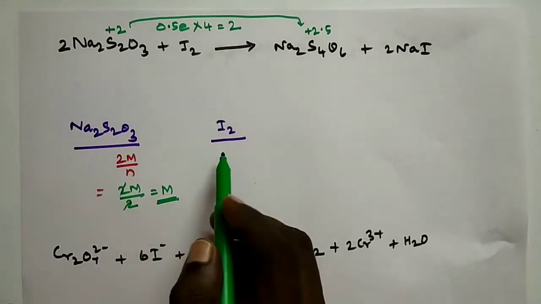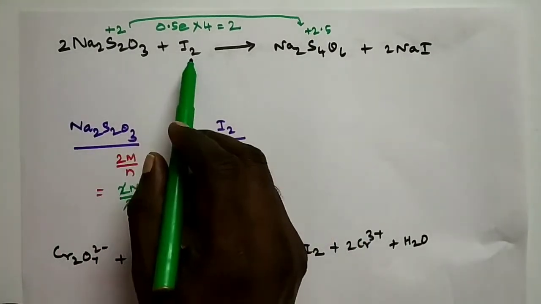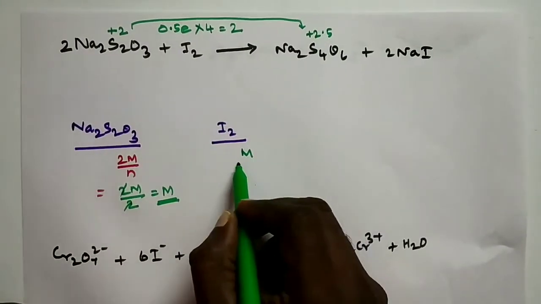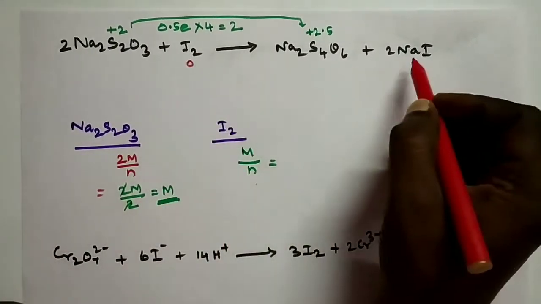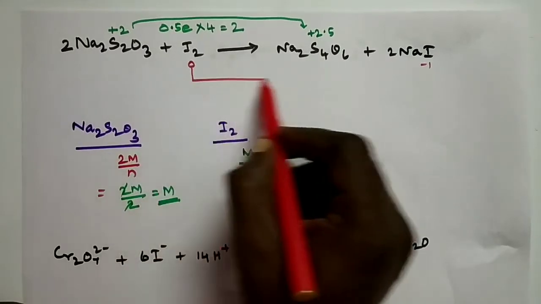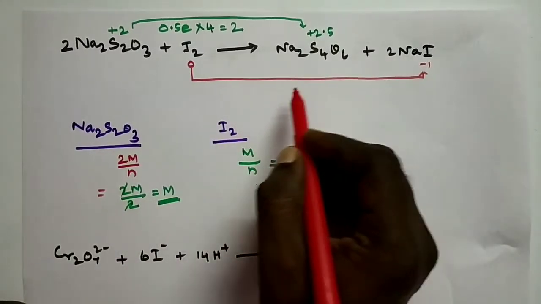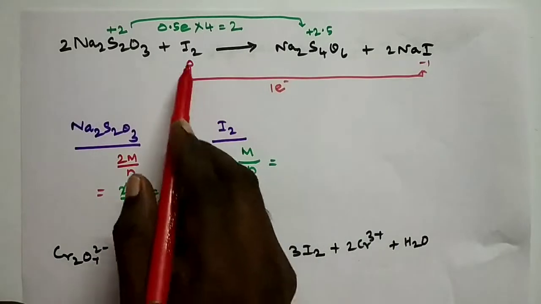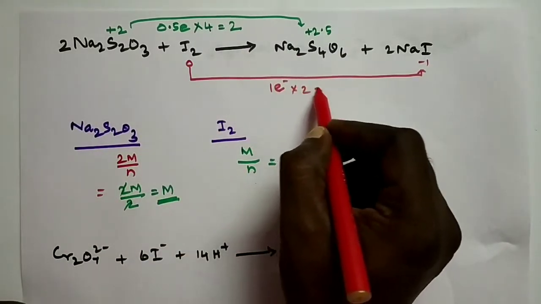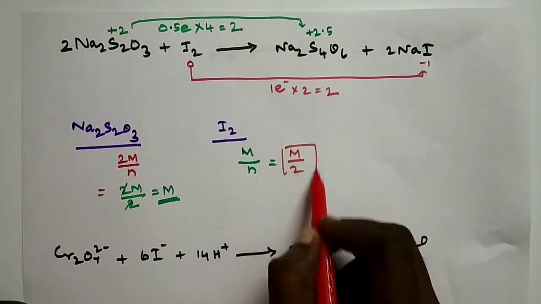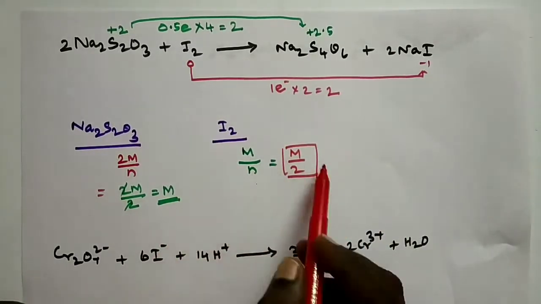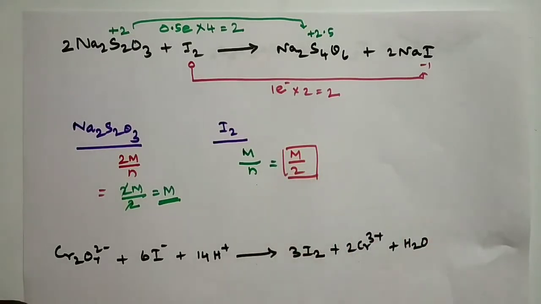Let's come to iodine. There is only one iodine, so M by N. What is N here? Here it is 0, here minus 1. That means 1 electron is gained. But there are 2 iodine, so into 2 is equal to 2. N is equal to 2. So M by 2. Equivalent mass of iodine is its molecular mass divided by 2.